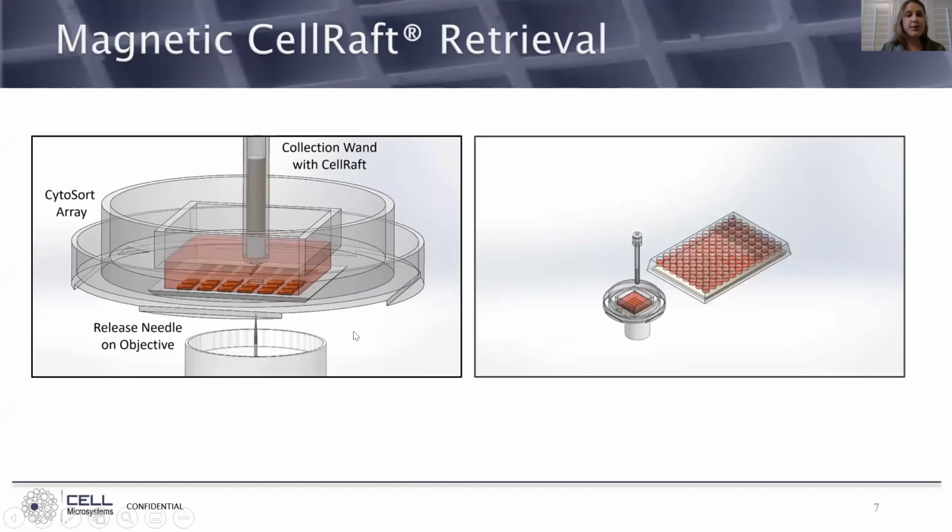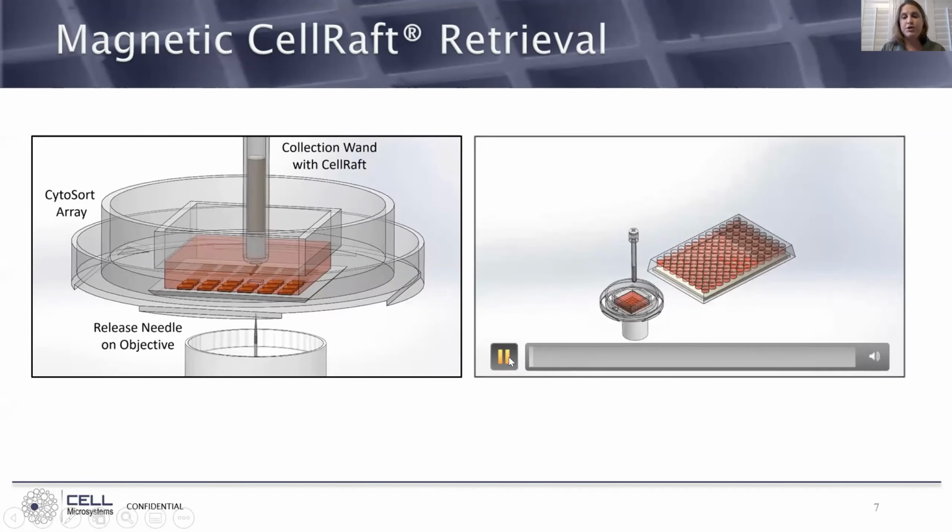So to show you how this whole thing works, this is a cartoon of the CytoSort array in cross-section. The array itself contains your cells and your media. They're growing on the polystyrene rafts at the bottom. It sits above a release needle on a microscope objective. And then it will release that raft of interest, and a magnetic collection wand can dip into the array, retrieve the released raft, and then move it to your downstream collection plate.